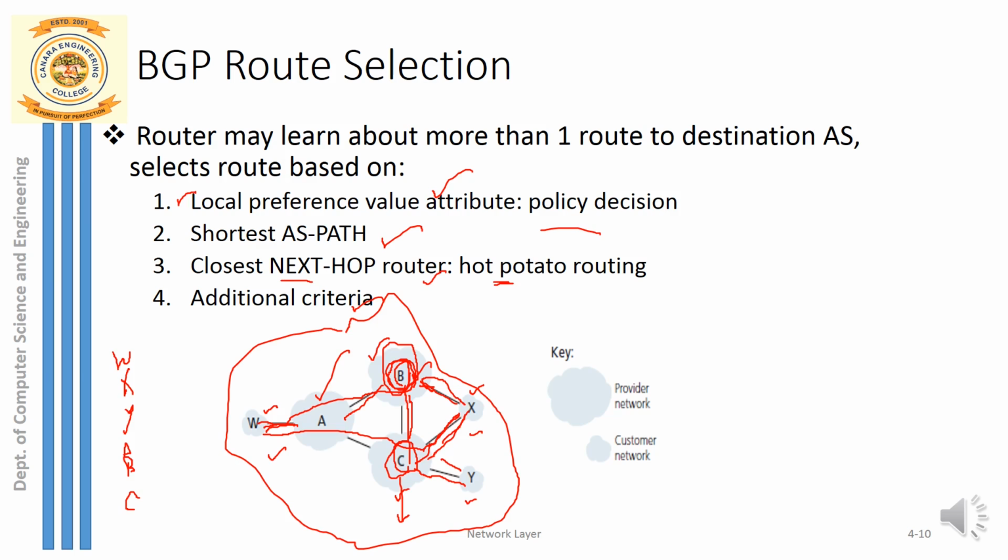So what is the closest next hop? X can reach W via C as well as via B, but the closest next hop should be taken. Maybe B is closer compared to C, or C is closer compared to B. That calculation should be done, and based on that, the closest next hop should be chosen to choose the best path, right? So this is how route selection is done in BGP.